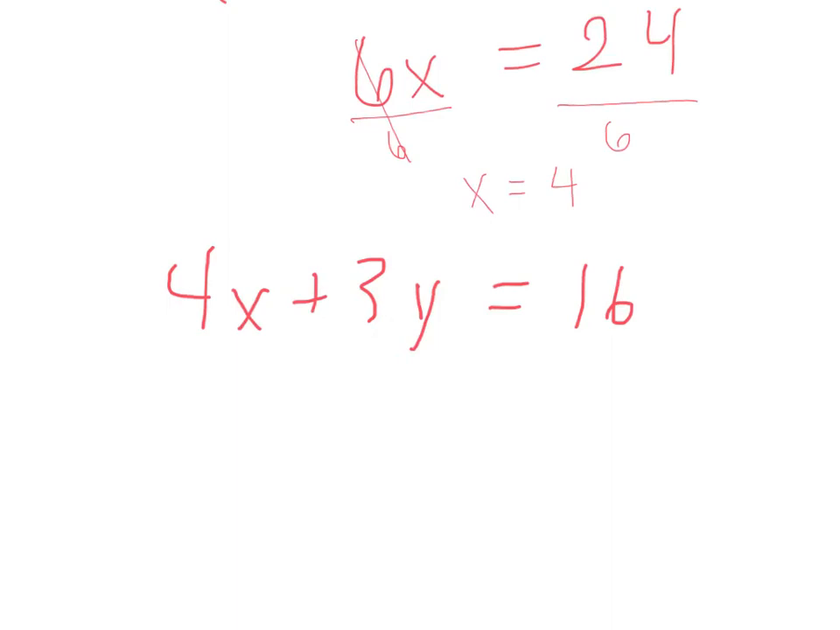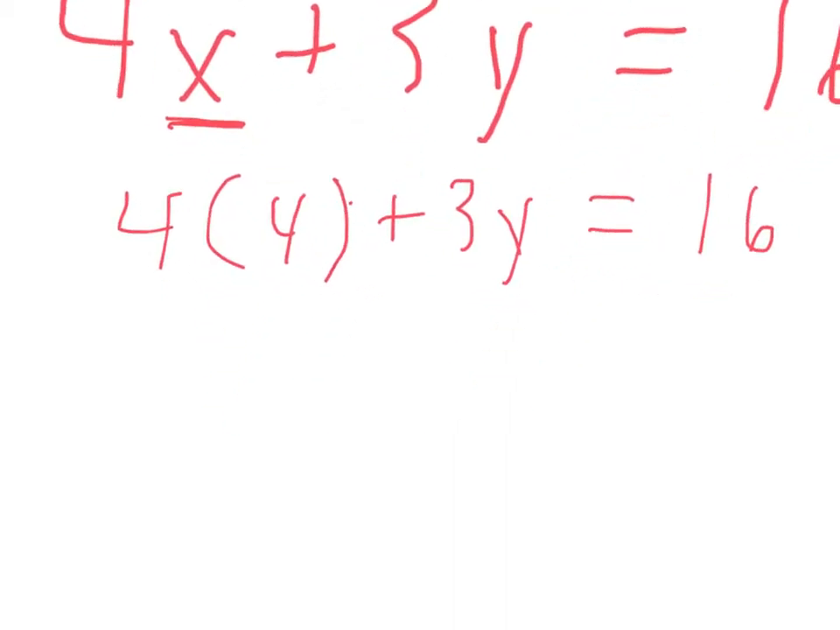So instead of the x, you're going to have a 4. So we have 4 times 4 plus 3y, and that all equals 16. All right, so if we continue on here, 4 times 4 is 16. So we have 16 plus 3y equals 16. And then undo addition with subtraction.